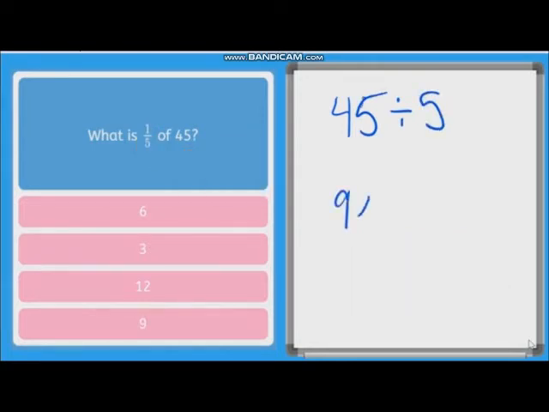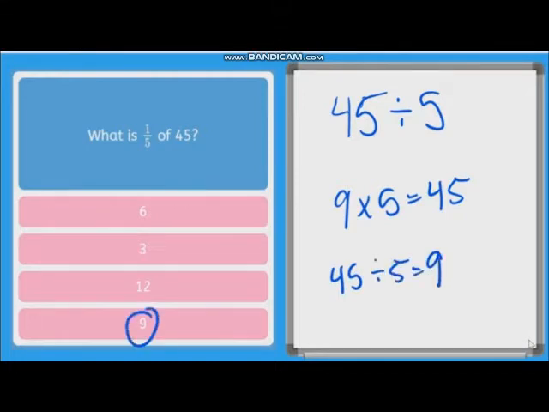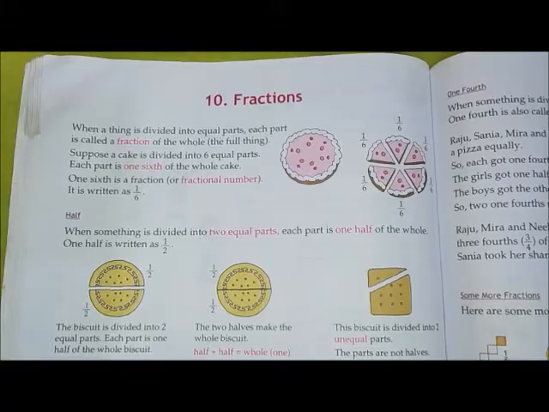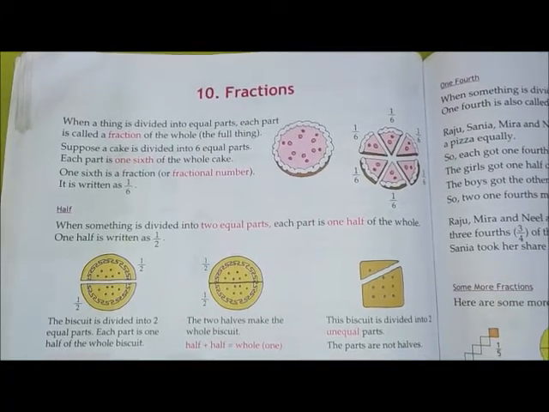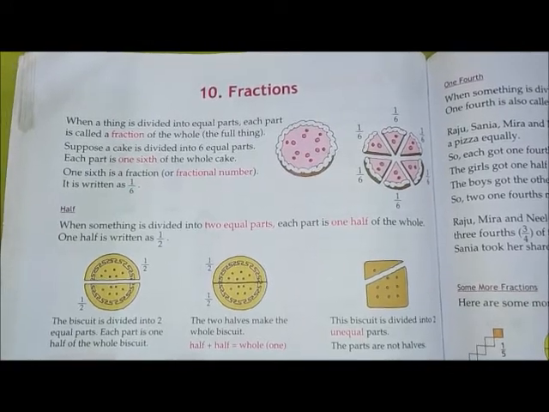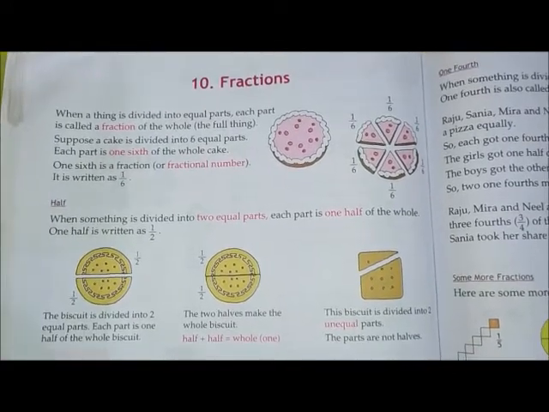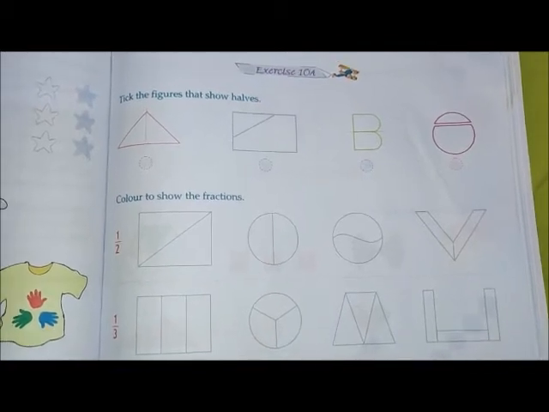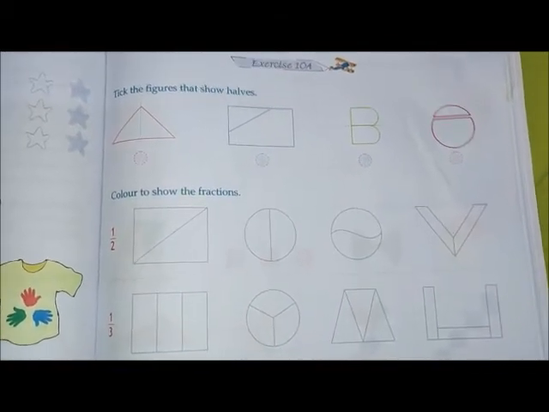That means 45 divided by 5. This will be 9 because we all know 9 into 5 is 45. So 45 divided by 5 will be 9. That means each group will get 9. So children, I hope you all understood what are fractions and what are numerators, denominators. Now let's solve exercise 10A. Exercise 10A, which is on page number 99.